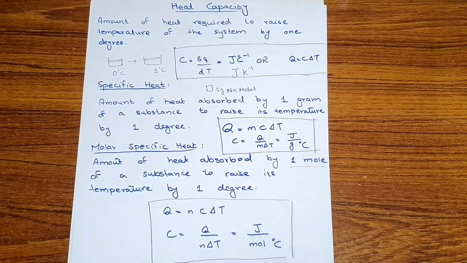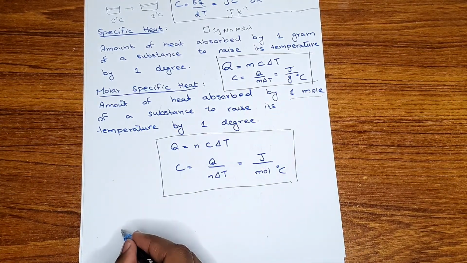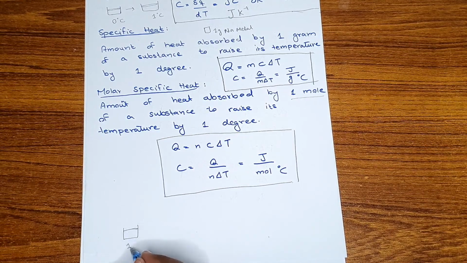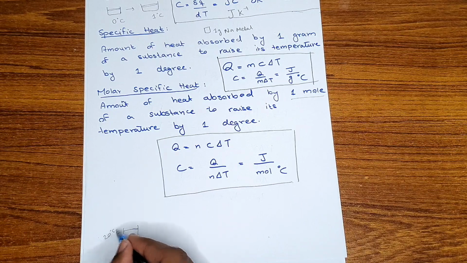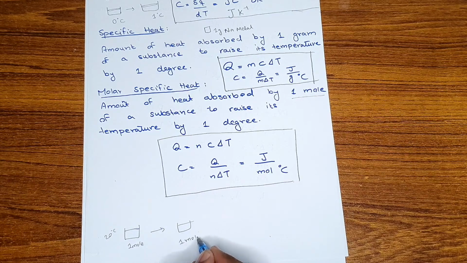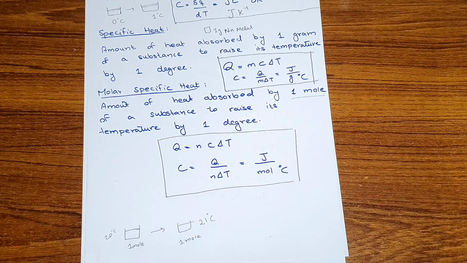Let's say that I have a system here. I am taking 1 mole of water and I need to raise its temperature from 20 degrees C to 21 degrees Celsius. In that case, the heat will be known as the molar specific heat, because it is the amount of heat that is required to raise the temperature of 1 mole of a substance by 1 degree C.